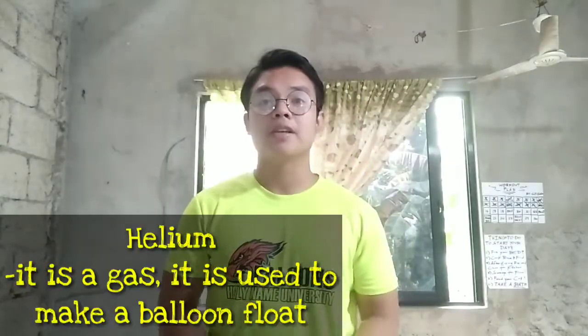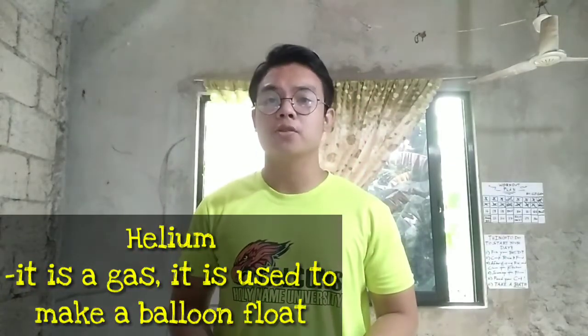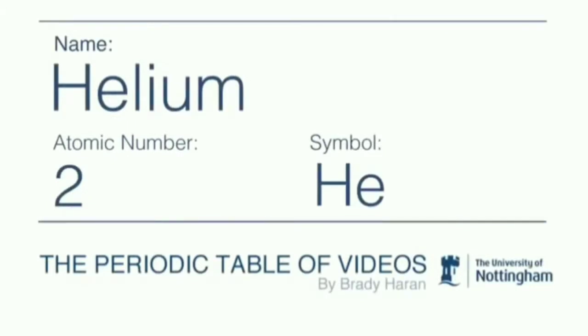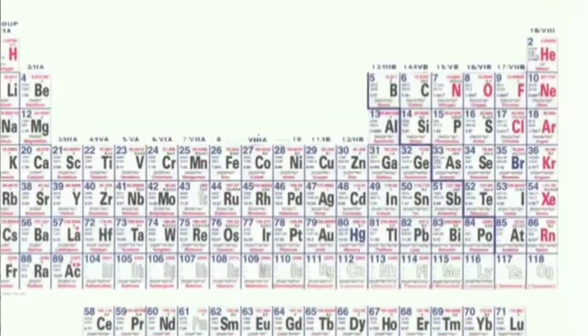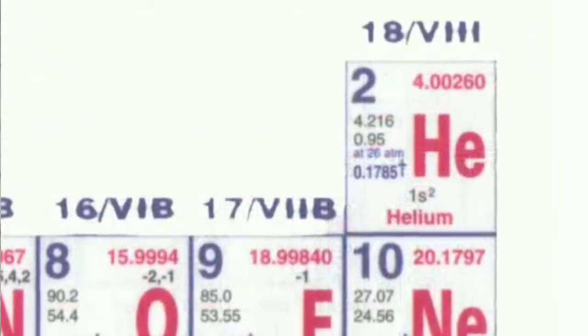Now that we're done with our atomic structure model, let's talk more about helium. Helium is a gas. It is used to make a balloon float. As a matter of fact, helium is the second element in the periodic table. It makes up 35% of our universe, but it's very rare here on planet Earth. In fact, it is the only element in the periodic table that was first discovered outside of our planet.